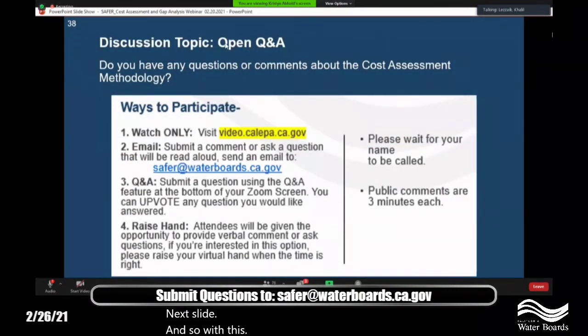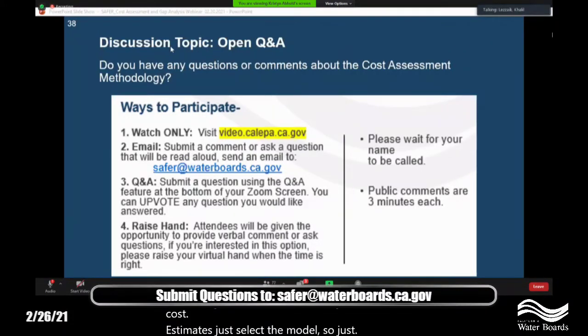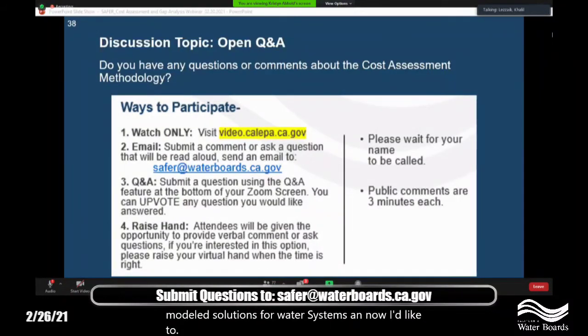I hope this update was helpful in shedding light on some of the work that is being done, not only on the sustainability and resiliency assessment, but also on how to use the outputs of this assessment in conjunction with the developed cost estimates to select model solutions for water systems. And now I'd like to turn it back to Kristen for what I believe is the Q&A section of this webinar. Thank you.